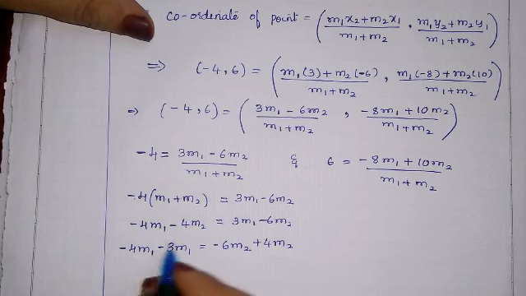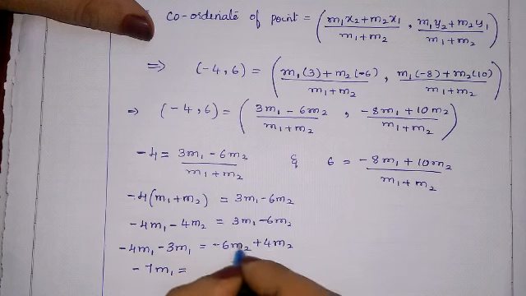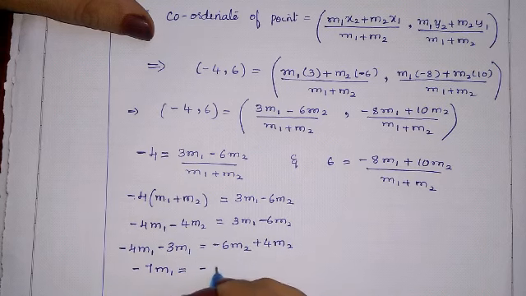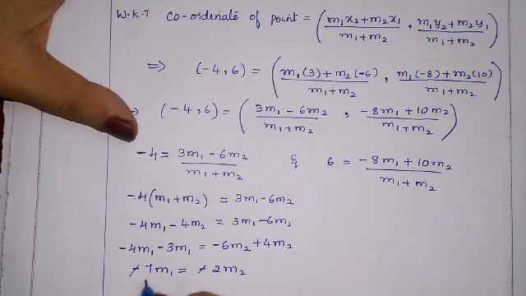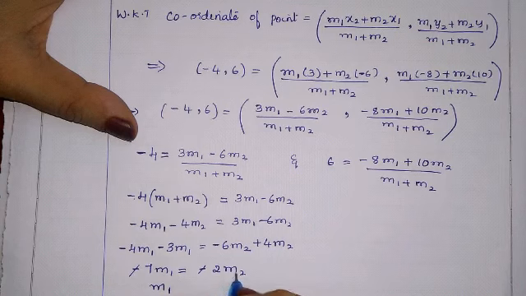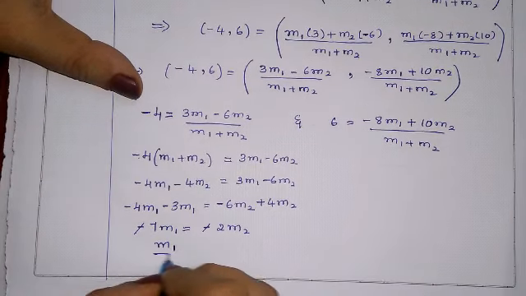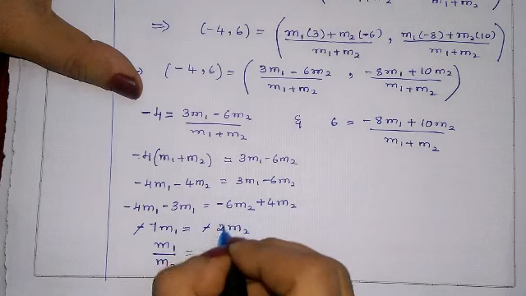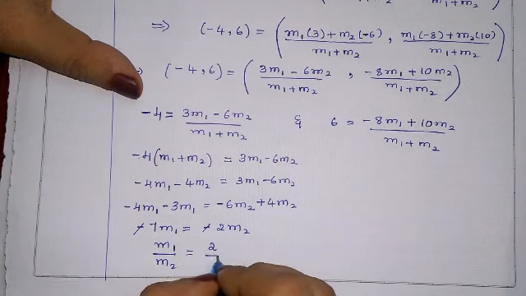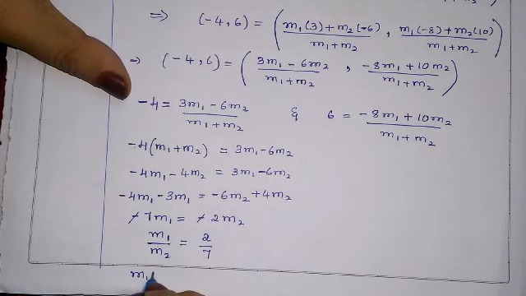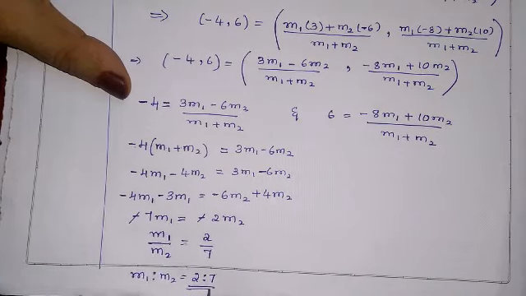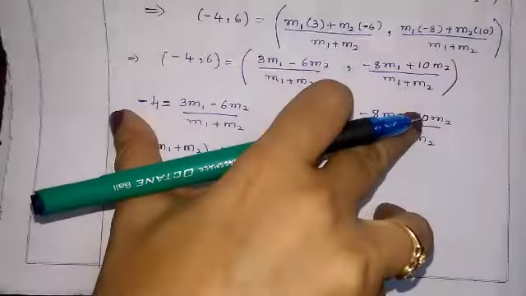Minus 7 m1 is equal to 1 minus 1, which is minus 2 m2. Minus minus gets cancelled, m1 here only. If I bring m2 this side, it becomes divide, and 2 here only. If I bring 7 this side, divide. So the m1 to m2 ratio is nothing but 2 is to 7. So we got 2 is to 7.